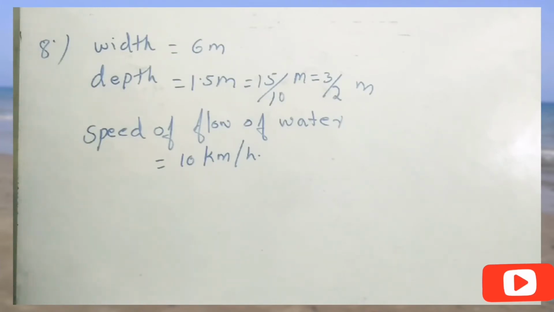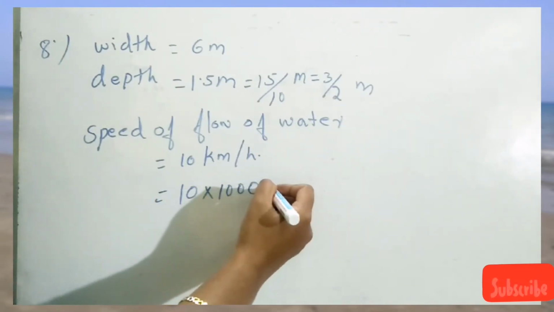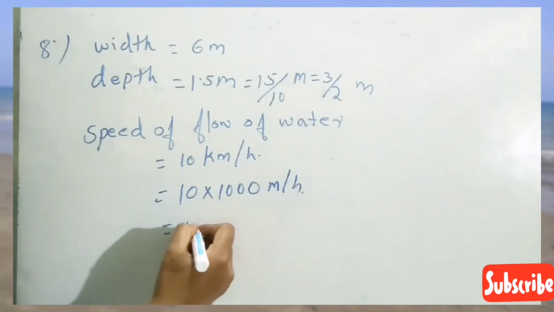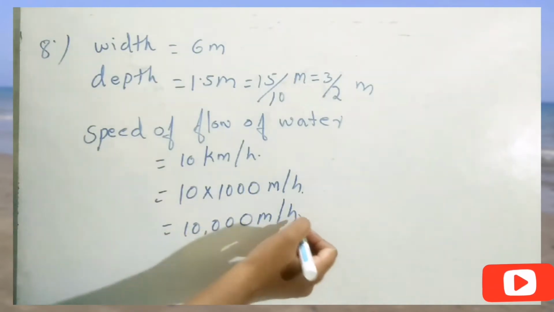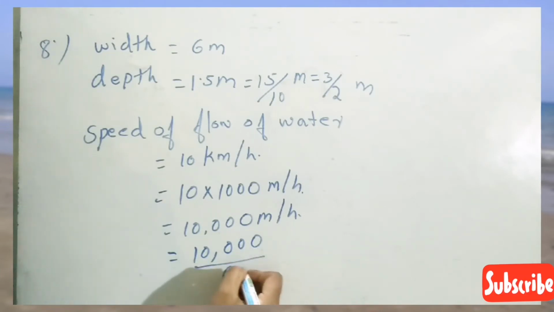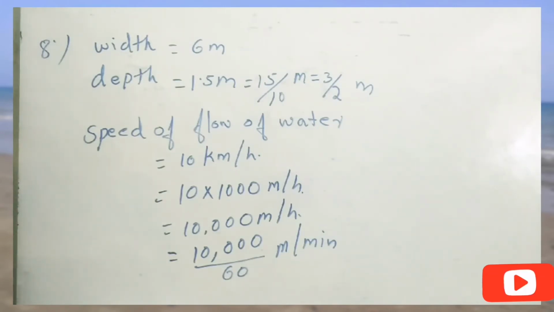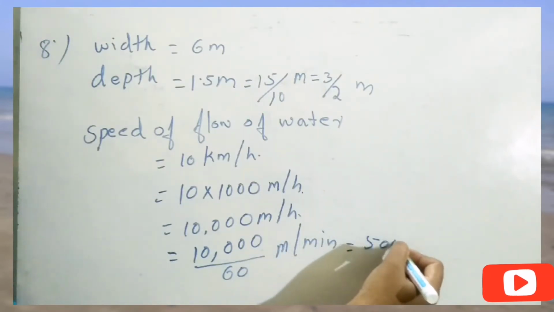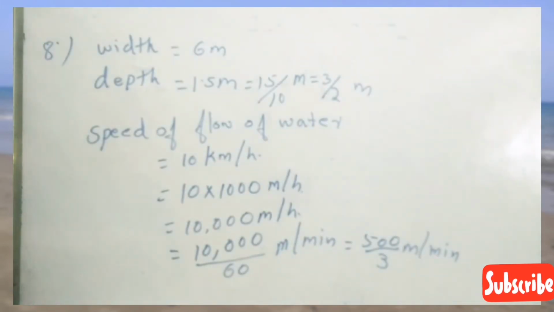We are going to convert that kilometer into meter first. For that we need to multiply it with 1000 meter per hour. This is equal to 10,000 meter per hour. This is the speed of flow of water. Now this hour we are going to convert it into minute. So this is 10,000 divided by 60 meter per minute. This is equal to 500 by 3 meter per minute. So the speed of flow of water is equal to 500 by 3 meter per minute.